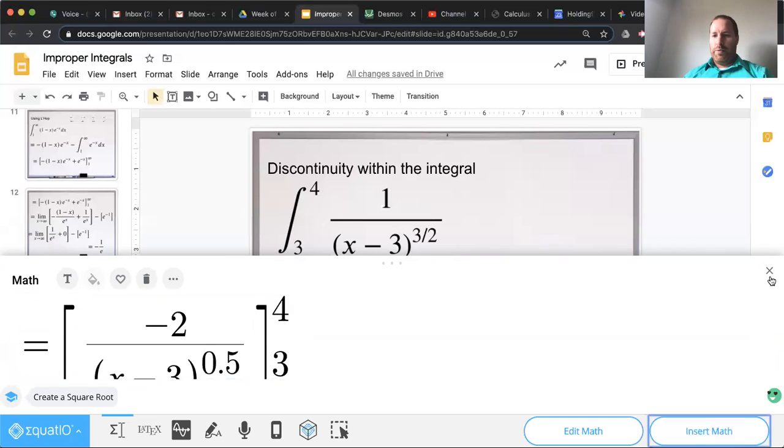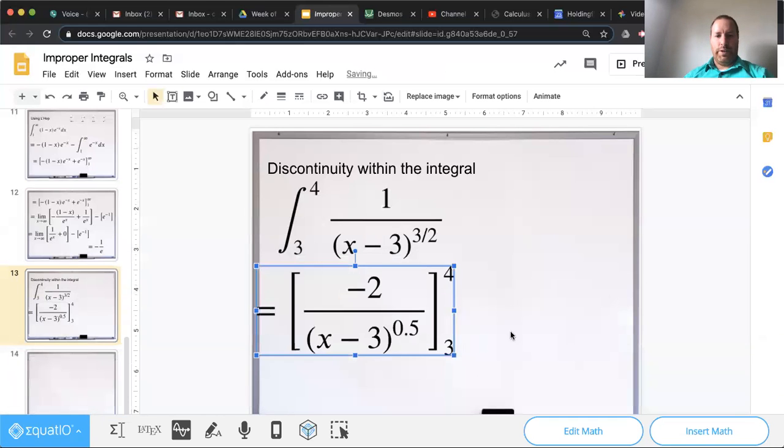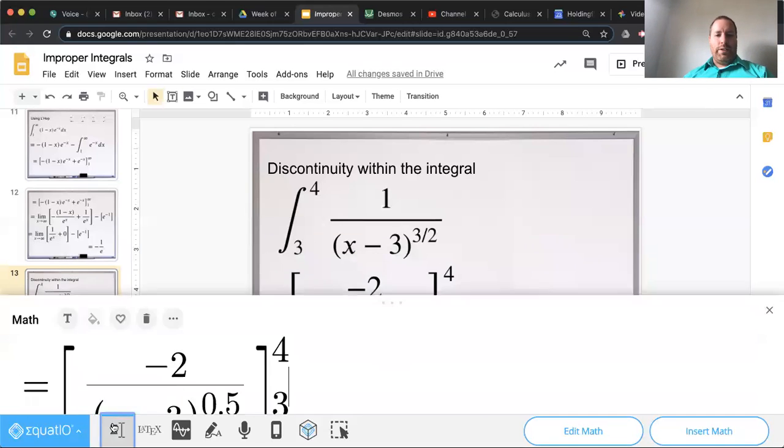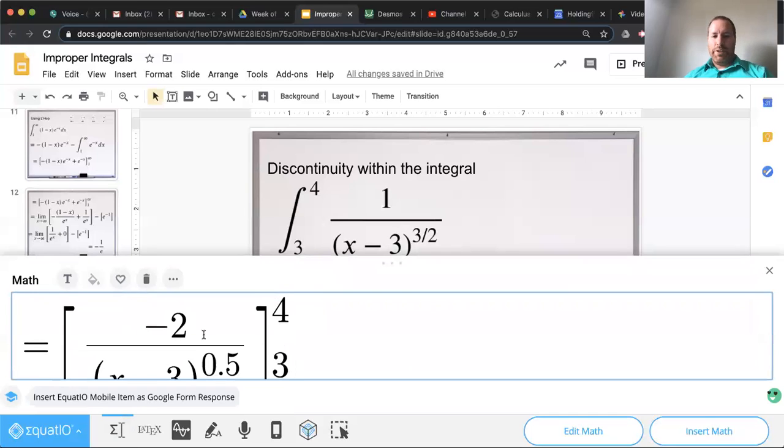Oh, that kind of looks about right. We'll leave it at that. Oh, it did do it right. I formatted it when I put it in. And then in here, again, we can't plug in 3 necessarily, so we do have to do a limit on that one.